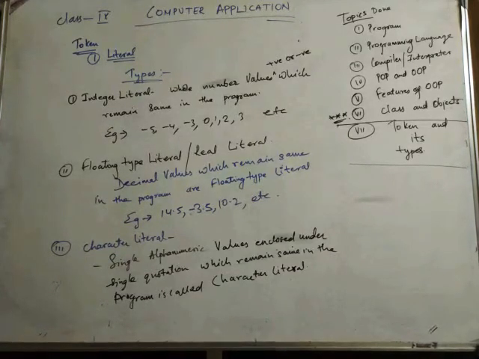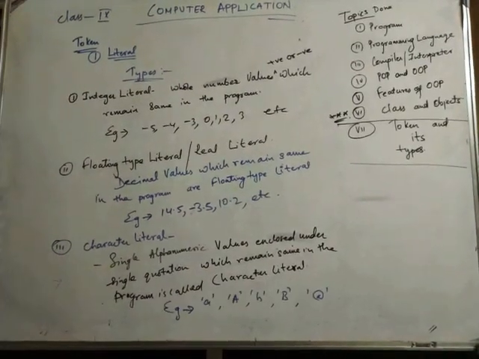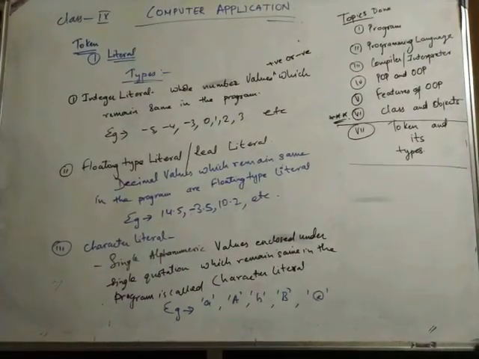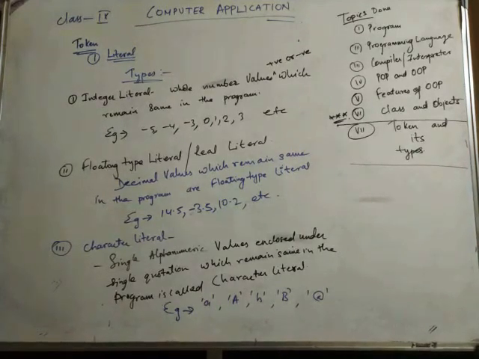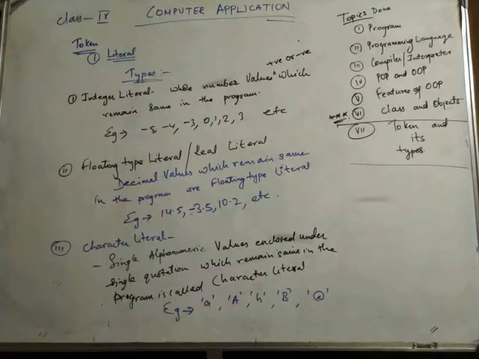Single alphanumeric, only one alphabet value enclosed under single quotation, and which will remain the same in the program, is named your character literal. Example: all these are your single alphabet values and they are enclosed under single quotation. Remember, they should be under single quotation, then it is a character literal. Understood all of you? Next one is your string literal.